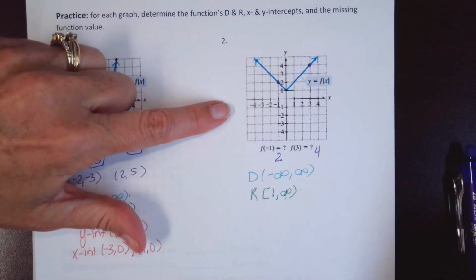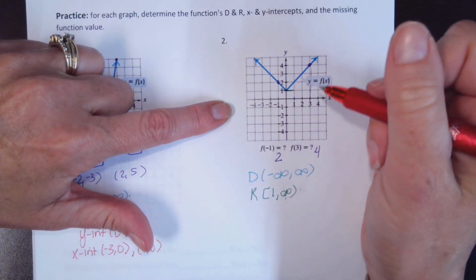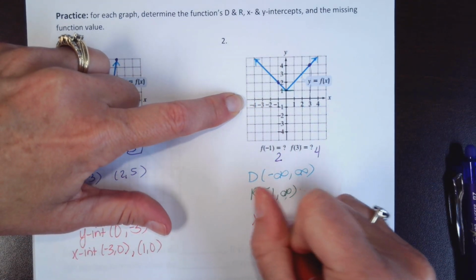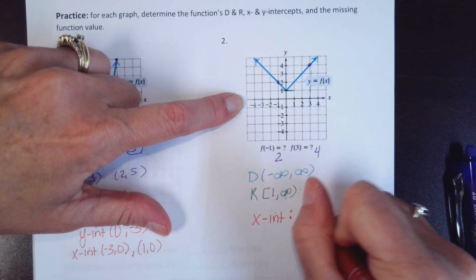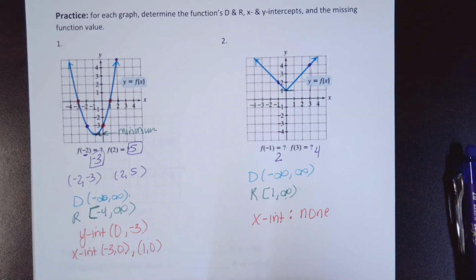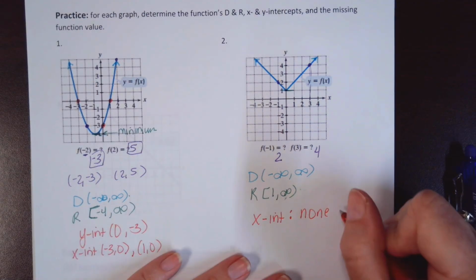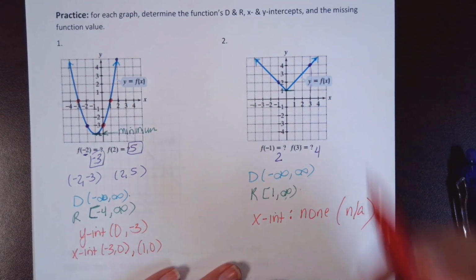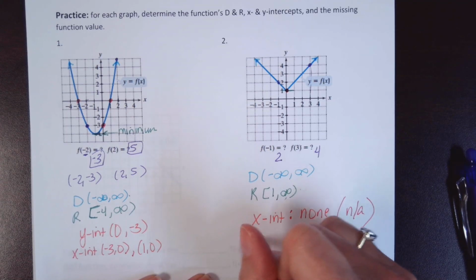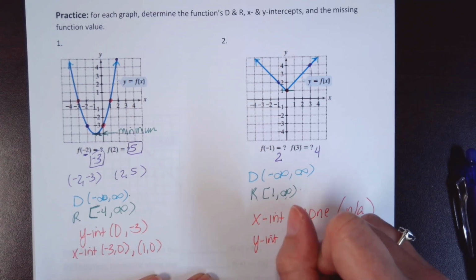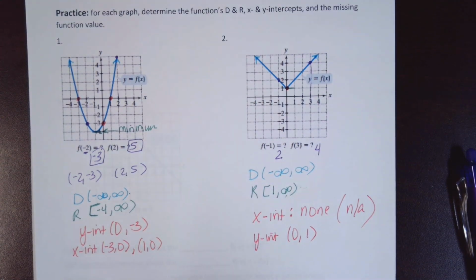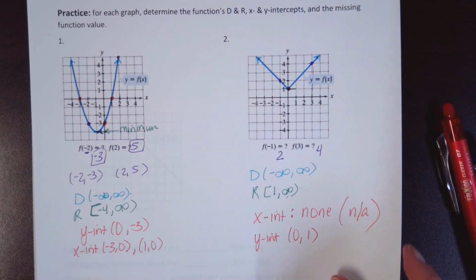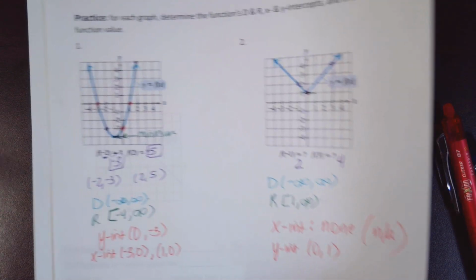The next thing I need to do are my intercepts. Well, this function does not cross the x-axis, so I have no x-intercepts. There are none. I could also have written that as NA, not applicable. My y-intercept, though, is right there, where x is 0, y is 1. Again, if it's a function, I'll only ever have one y-intercept because it has to pass that vertical line test.